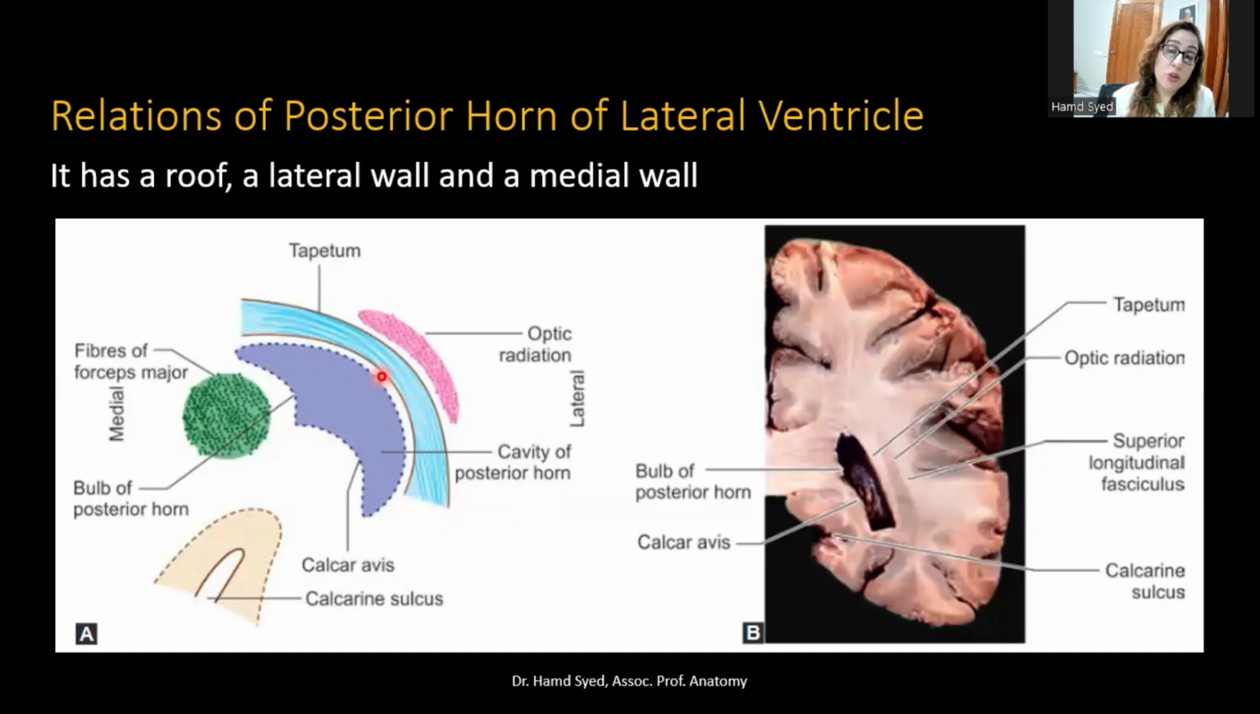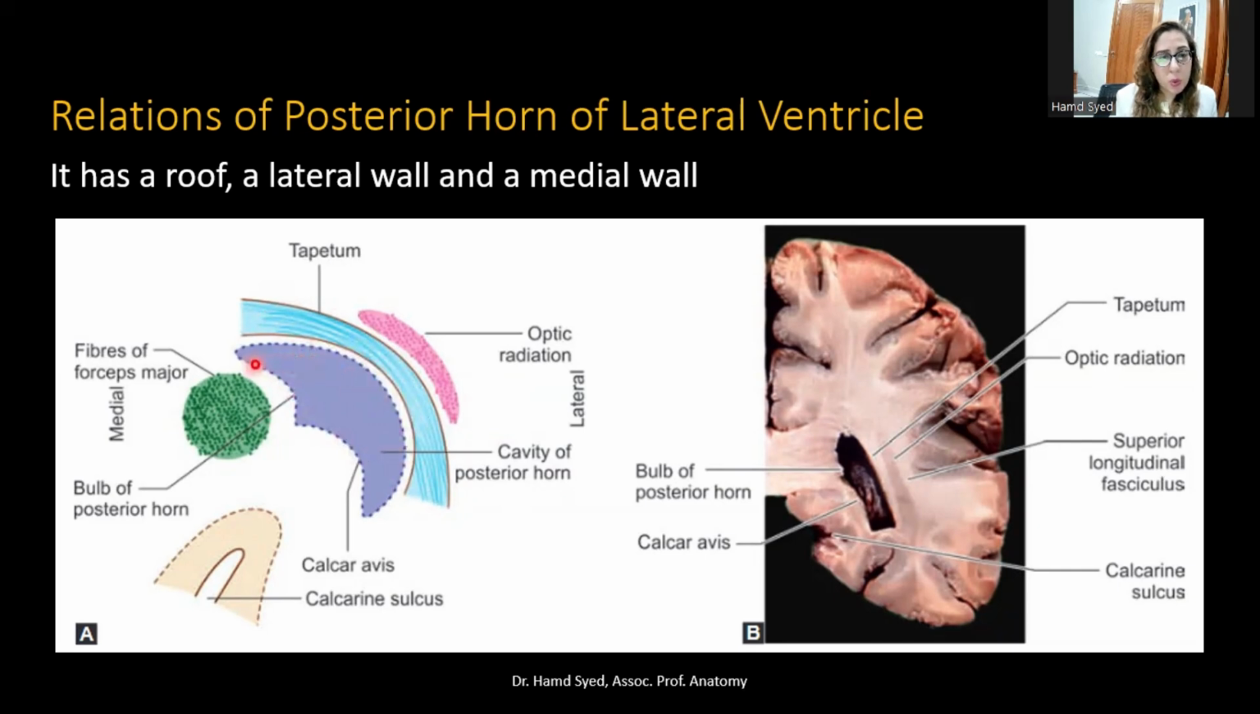Now let's look at the relations of the posterior horn of the lateral ventricle. Over here, remember that there is a roof, a lateral, and a medial wall. So here is the roof and the lateral wall, and over there is present the tapetum. Now, what is the tapetum? This is simply the bundle of nerve fibers that extends from the splenium of the corpus callosum. And you can see over here, this here is the cavity of the posterior horn of lateral ventricle.